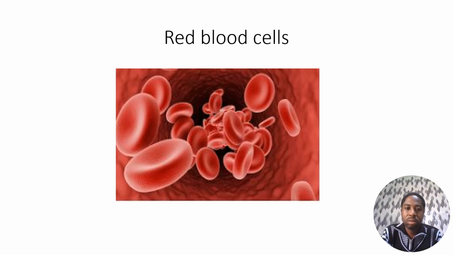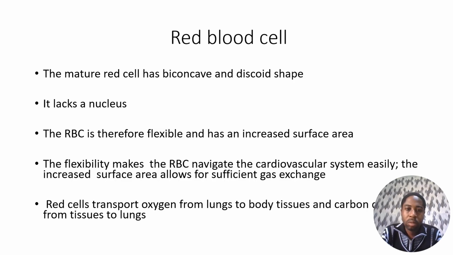Red blood cells. The diagram that you see shows red blood cells flowing through a blood vessel. So these are all red blood cells. You can see that the surface of the red blood cells is invaginated. There's an indentation. It's not flat, but caved inwards. The surfaces of opposing red blood cells are caved inwards, and the red blood cells have a biconcave and discoid shape. It looks like a disc. So the mature red cell, as I've mentioned, is biconcave and has a discoid shape.